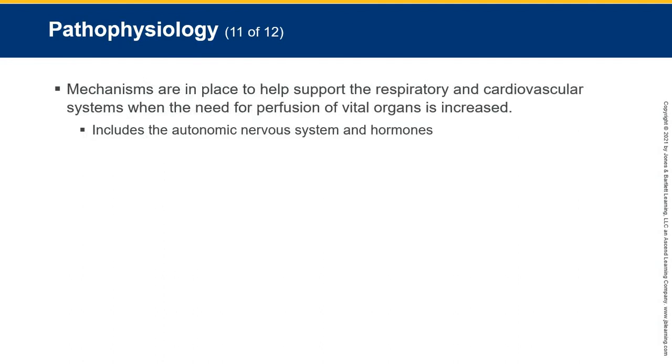Now, when your body goes into shock, it can compensate for a limited amount of time for that poor tissue perfusion. That's primarily controlled by the autonomic nervous system and the hormones, primarily epinephrine and norepinephrine. What that's going to do is increase your heart rate, because these are fight or flight hormones.